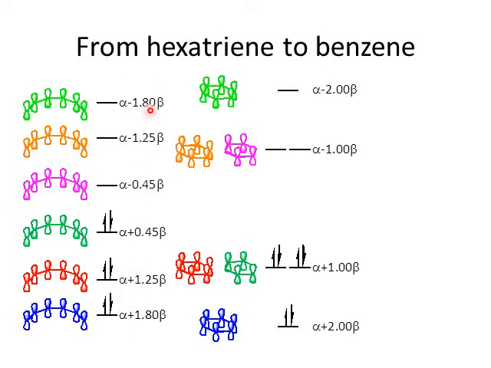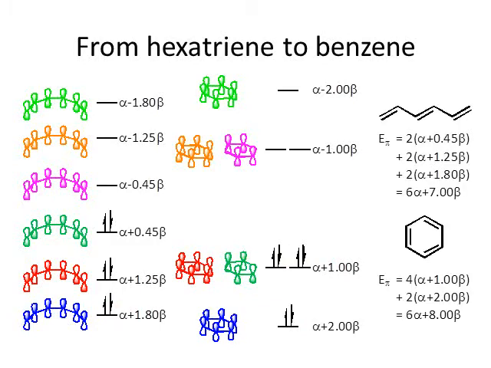Now we had previously given energies in the acyclic conjugation chapter for hexatriene, and here are the orbital energies for benzene and their orbital occupancy. Let's calculate the pi energy. We already know from when we talked about conjugated systems that we can calculate the pi energy by just considering the energy of all of the electrons in the pi system. So for hexatriene, I've got 2 electrons at this energy level, 2 electrons at this energy level, and 2 electrons at this energy level. And the total of that is 6 alpha plus 7 beta.